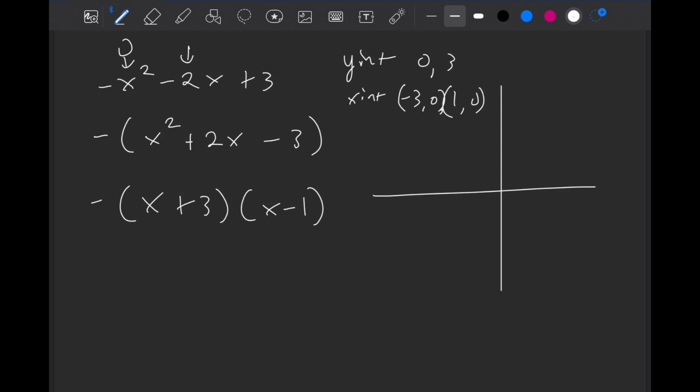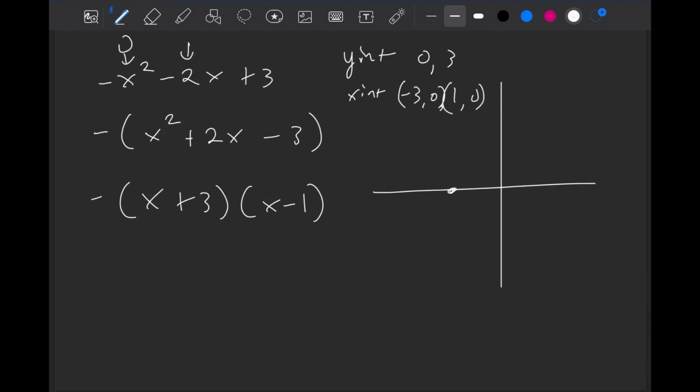So let's just plot those points. So -3, 1, and then 0, 3. And then obviously you can make the graphs a little bit more accurate, but just for simplicity, I'll just do it this way. So then we're going to take our intercepts, add them together. So minus 3 plus 1, and divide that by 2 to find the midpoint, because that's going to be the equation for the axis of symmetry and the x coordinate for the vertex. So that's going to be at minus 1.